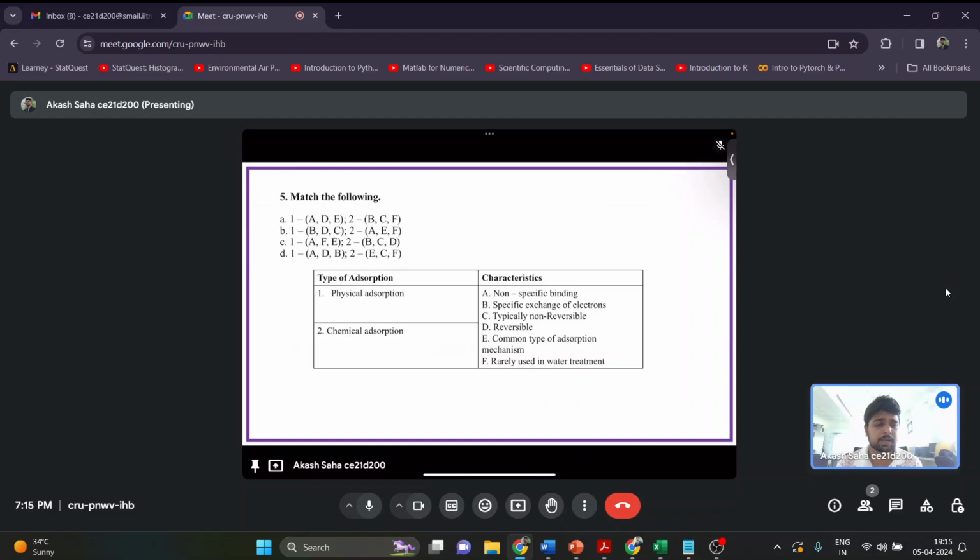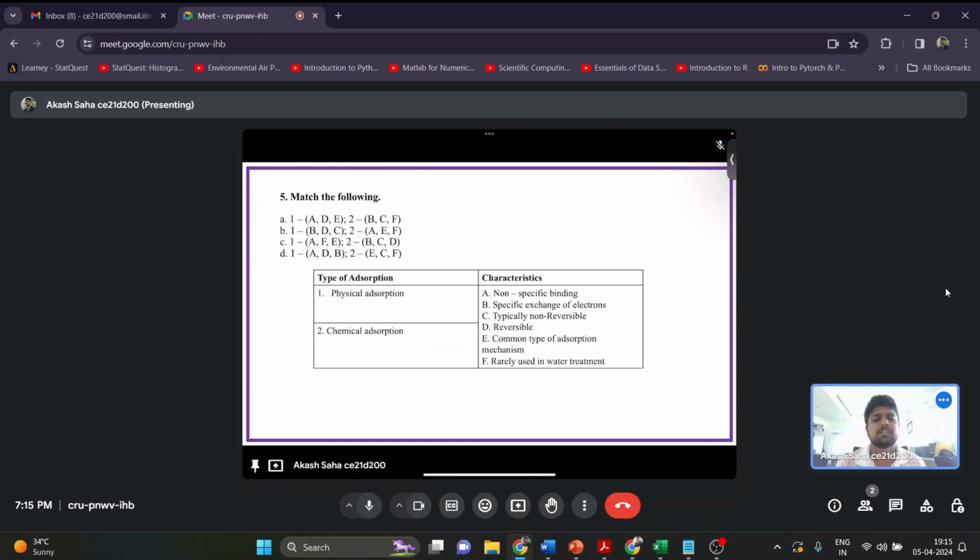Now, if we see chemical adsorption, definitely there is a specific exchange of electrons because it makes some bonds. So there will be exchange of electrons for chemical adsorption. Also, since there is a chemical bond there, typically it's a non-reversible type.